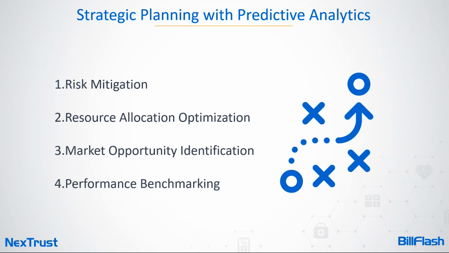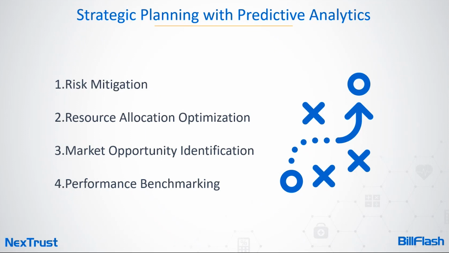So we have risk mitigation. Predictive analytics identifies potential risks and challenges by assessing various internal and external factors. By proactively identifying and then mitigating risks, we can develop contingency plans and make informed decisions to protect revenue streams and our overall business stability. We're all looking for stability.